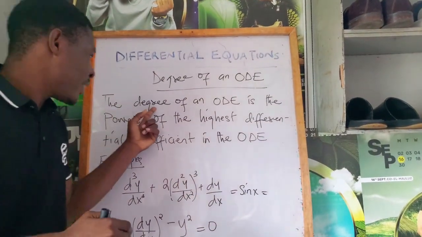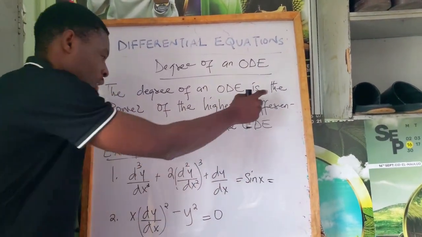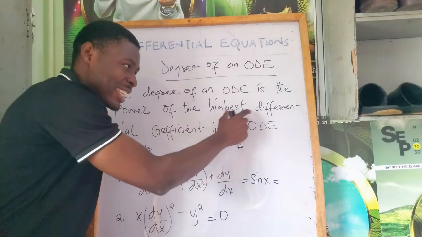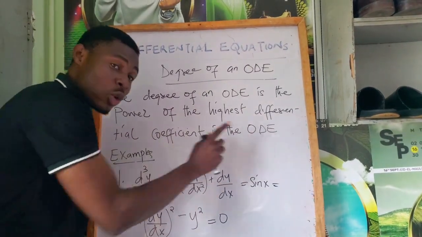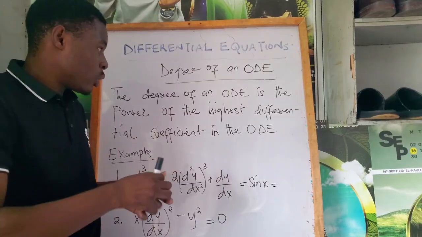So the degree of an ODE is the power of the highest differential coefficient in the ODE. You can see it is what?